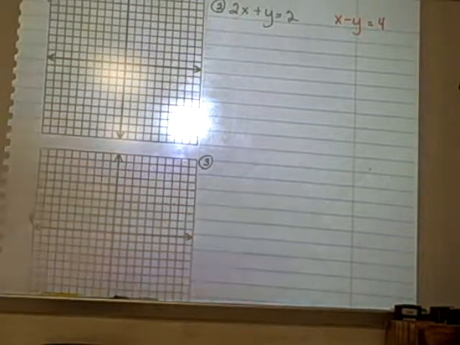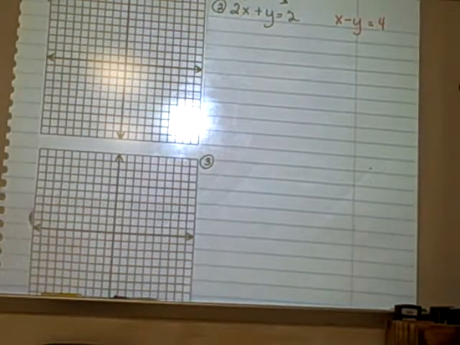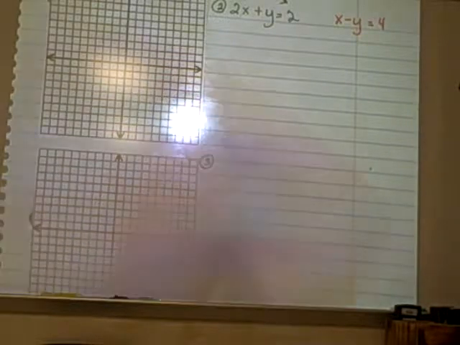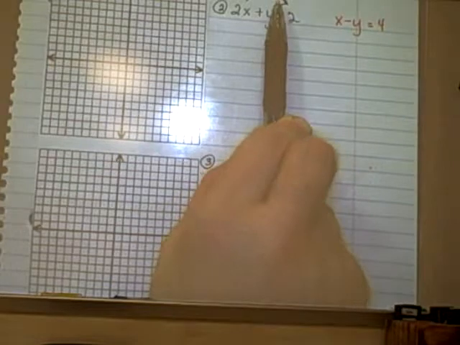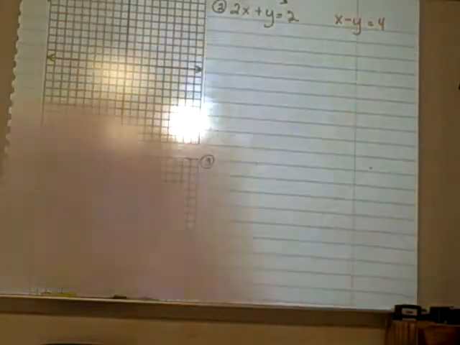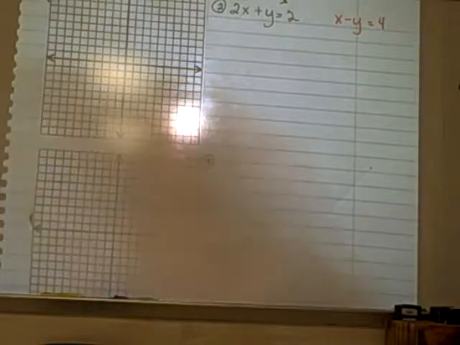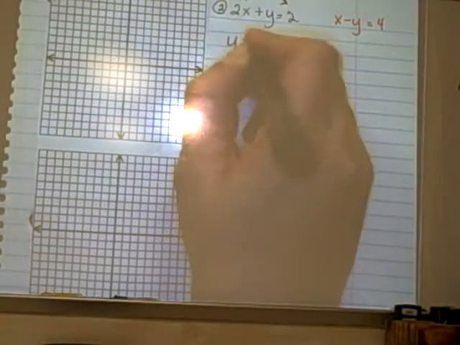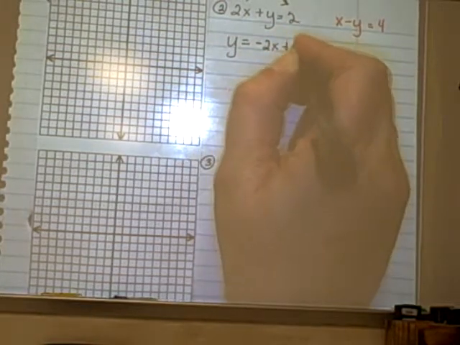The x gets moved. So on the first one, the x moves over, the 2x. And when it moves over, it has to change signs. If it crosses this equal sign, this is like the special barrier right here. If it crosses that, it has to change signs. So right now it's positive, it's going to become negative. That's going to leave me y equals negative 2x plus whatever was there to begin with, which is 2.